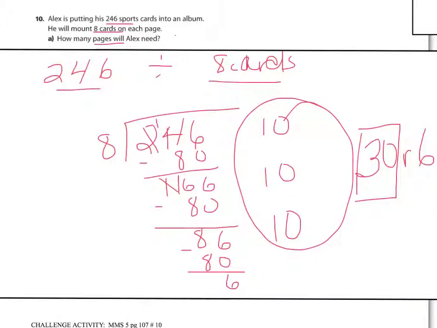So remember when we talk about that going above and beyond thing? How I always want you to push yourself and tell me more than I actually ask you for, so that you're showing that you are critically thinking about the question. That would be a good way to do it. It would be to say, okay, I would end up with 30 pages, and how many do I have left over? Well, actually, I have 6 left over. So it shows an understanding that you know what that remainder actually means.